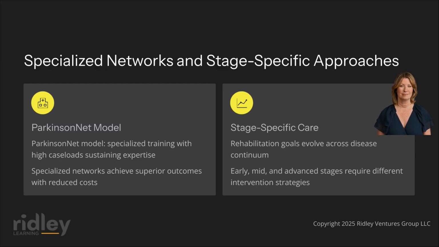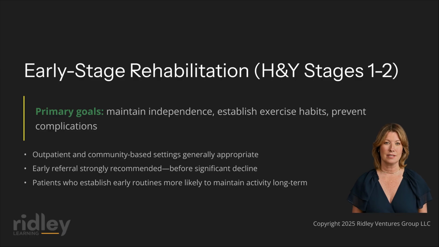In early-stage Parkinson's disease, typically corresponding to Hoehn and Yahr stages 1 and 2, the primary rehabilitation goals are to maintain functional independence, establish exercise habits, and prevent secondary complications. Patients at this stage often retain substantial motor function and can participate in moderate to high intensity exercise programs with minimal supervision. Outpatient and community-based settings are generally appropriate, with home exercise programs and group exercise classes providing cost-effective options for sustained engagement.